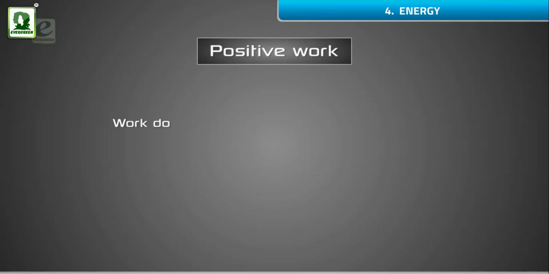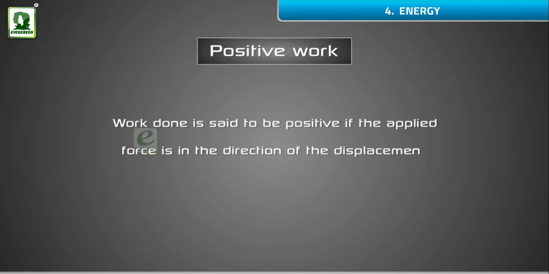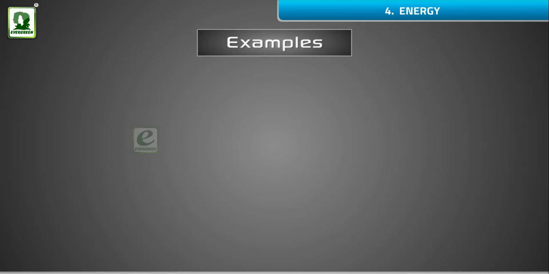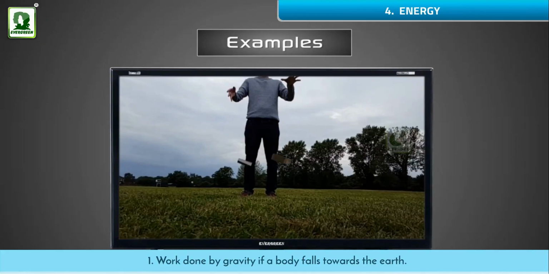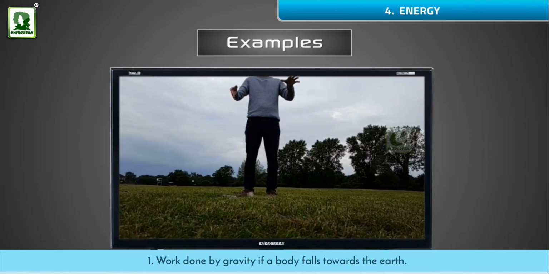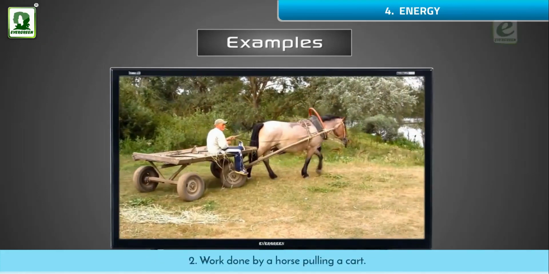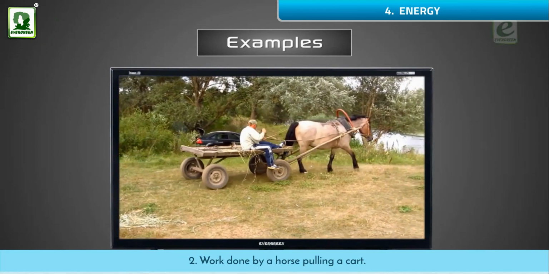Positive work. Work done is said to be positive if the applied force is in the direction of the displacement. Examples: 1. Work done by gravity if a body falls towards the earth. 2. Work done by a horse pulling a cart.